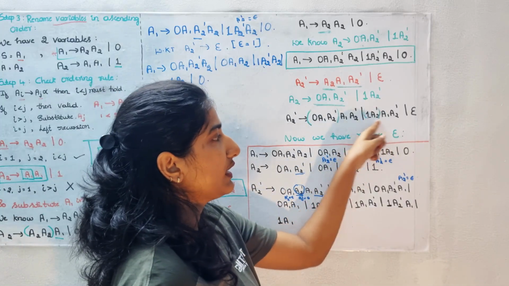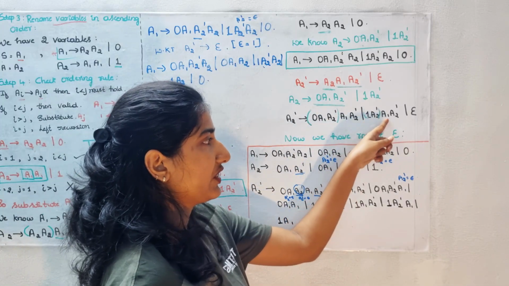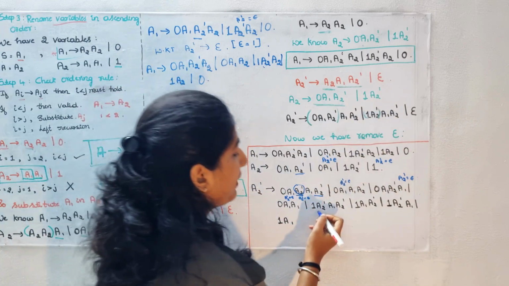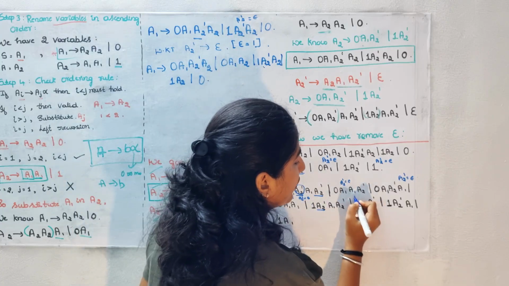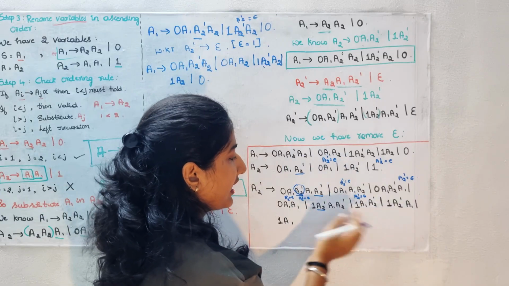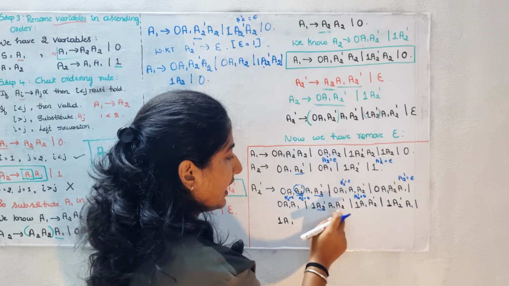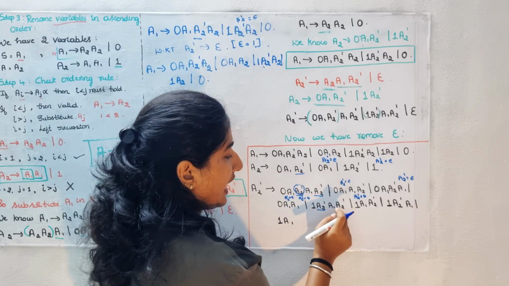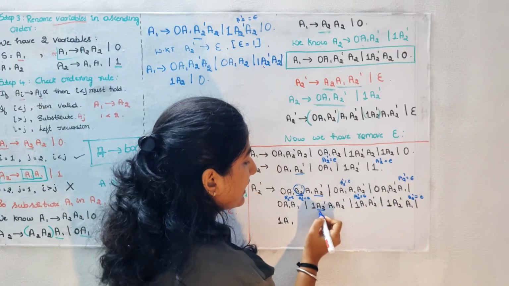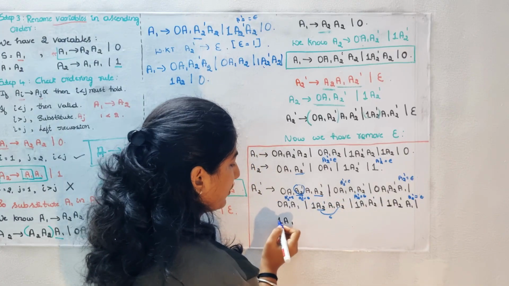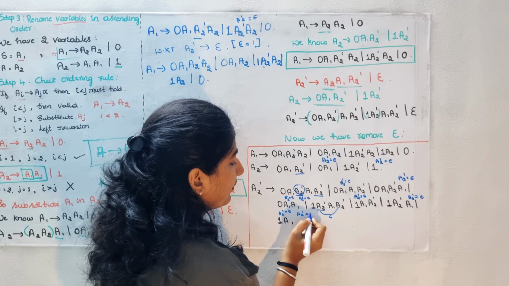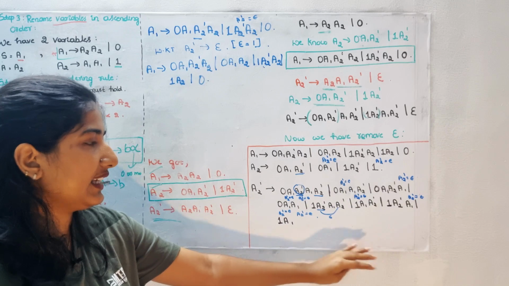Now do the same thing for this one. 1 A2 dash A1 A2 dash. I am writing it as it is. Now make this one as equals to epsilon. So it will become 1 A1 A2 dash. Next case, keep this as epsilon. So 0 A2 dash A1. So this A2 dash is epsilon. Next case, keep both of this as epsilon. So it will become 1 A1 only. So this is the final equation.